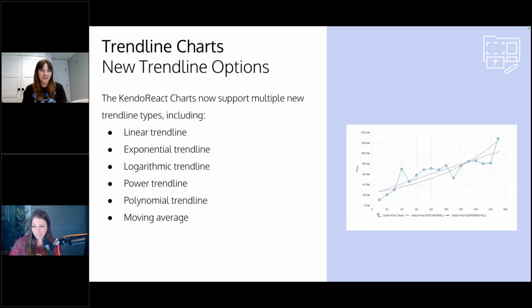And new trendline options in our trendline chart specifically. So linear, exponential, logarithmic, power, polynomial, moving average. Don't ask me what a polynomial trendline does, how or why you would use it. Can't answer that for you, but I am proud that we offer it.